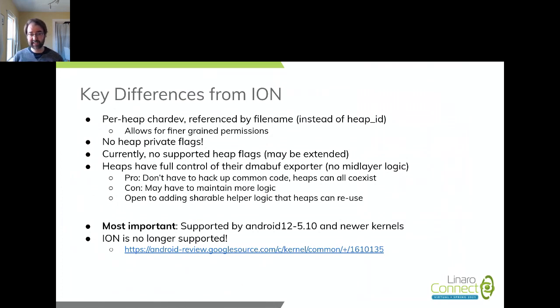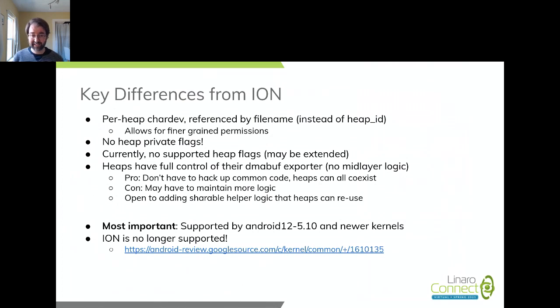An additional difference is that with DMA BUF Heaps, you have full control over your DMA BUF exporter, whereas with Ion, there was a lot of mid-layer logic that would handle that for you. The benefit here is that with Ion, there were a lot of cases where vendors, if they had a quirky heap or some extra functionality that was needed, would end up hacking up the common code for that. The net result was that multiple heaps from different vendors couldn't really coexist with the same kernel. This was addressed at the very end with the Android 11.5.4 kernel, the last version of Ion. But we've taken that approach from the start with DMA BUF Heaps.